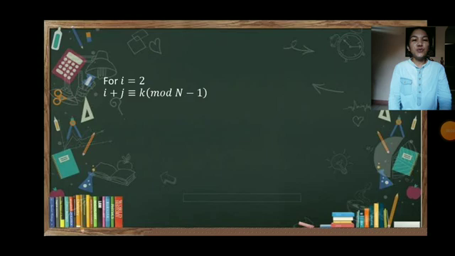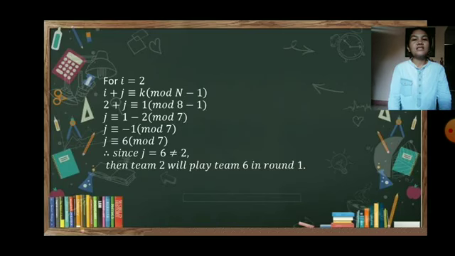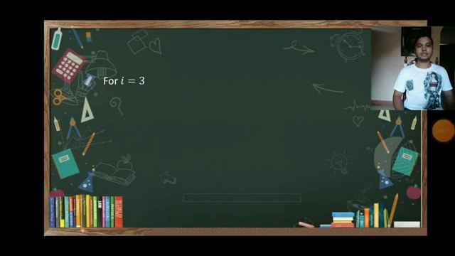For i is equal to 2, we have i plus j is congruent to k mod n minus 1. Then 2 plus j is congruent to 1 mod 8 minus 1. Then j is congruent to 1 minus 2 mod 7. j is congruent to negative 1 mod 7, and negative 1 mod 7 is equal to j congruent to 6 mod 7. Since j is 6 and 6 is not equal to 2, then team 2 will play team 6 in round 1.